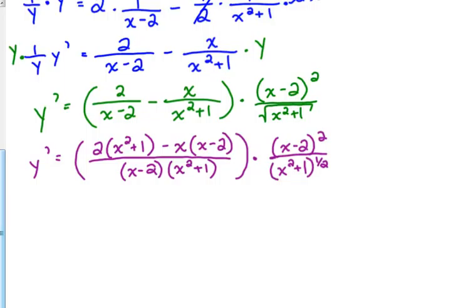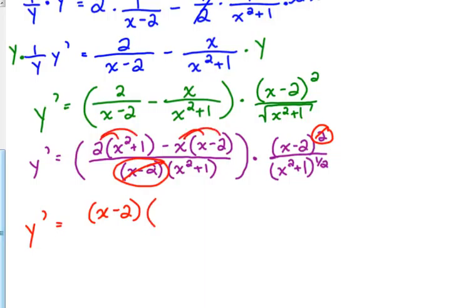So we can do a little simplifying here. We've got x minus 2 in the denominator, and we have two of them over here. We're multiplying, so we can cancel the one in the bottom with one of them in the top. So we've got one x minus 2 left in the top, and I'm going to simplify what was in the first numerator: 2x squared plus 2 minus 8.